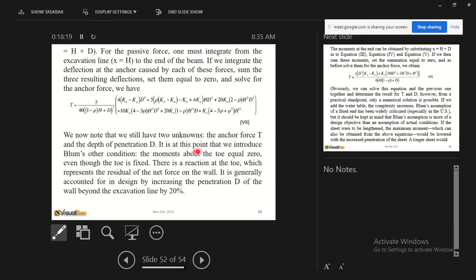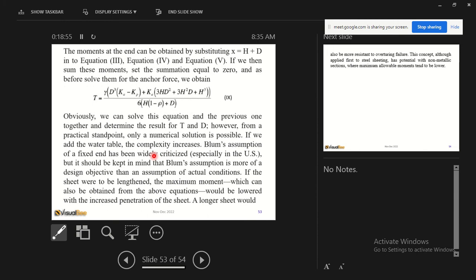It is important at this point that we introduce Blum's other condition: the moments about the toe equal zero. Even though the toe is fixed, there is a reaction at the toe which represents the residual of the net force in the wall. It is generally accounted for in design by increasing the penetration D of the wall beyond the excavation line by 20%. So the D that you get eventually, you have to increase by 20%.